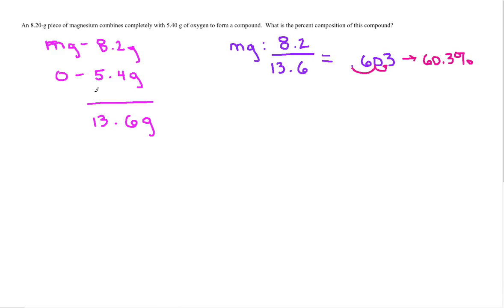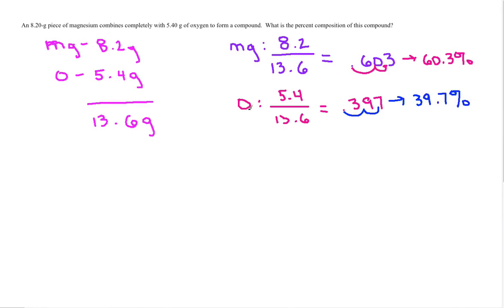Here are your 2 options for finding oxygen, and I'm going to do it both ways to check my work. We know oxygen has a mass of 5.4 grams. So for oxygen, I'm going to do this math again: 5.4 grams of my entire compound is oxygen out of the total 13.6. So I'm going to divide again. 5.4 divided by 13.6, and I get 0.397. Remember, I have to convert this into a percent, so I'm going to move my decimal place over 2 places, and I get 39.7%. That's the first way to do it.